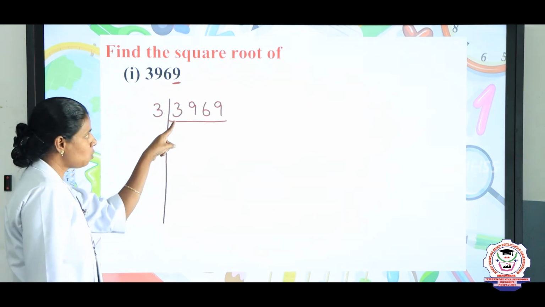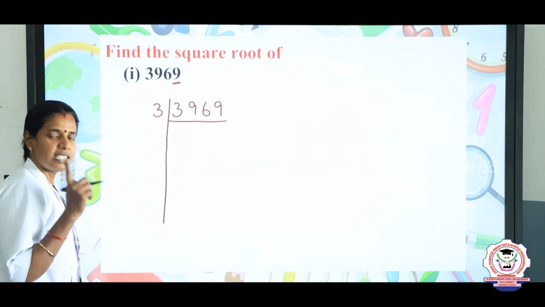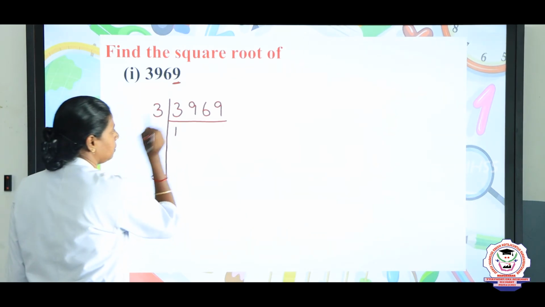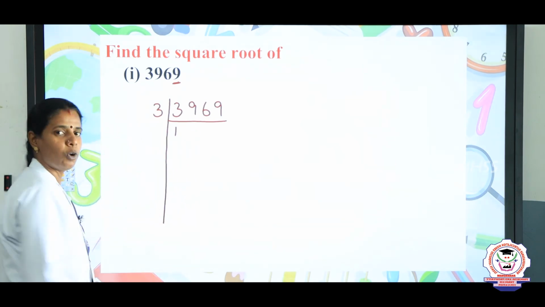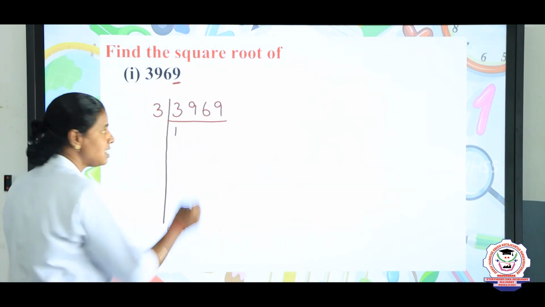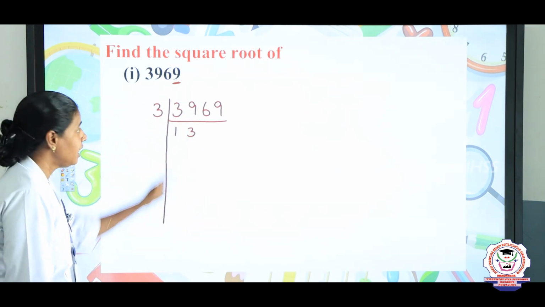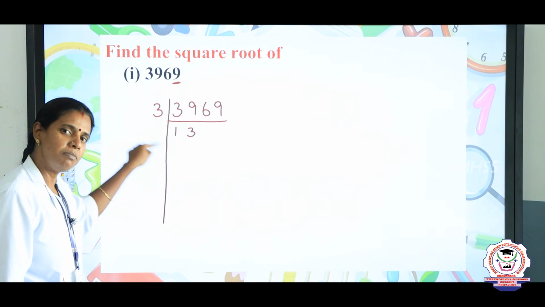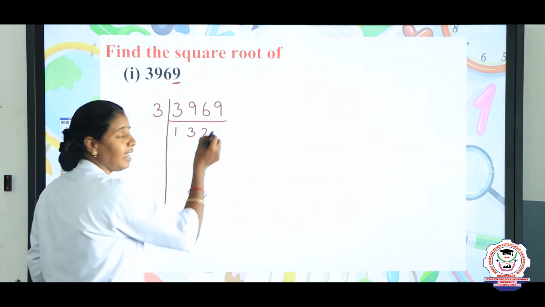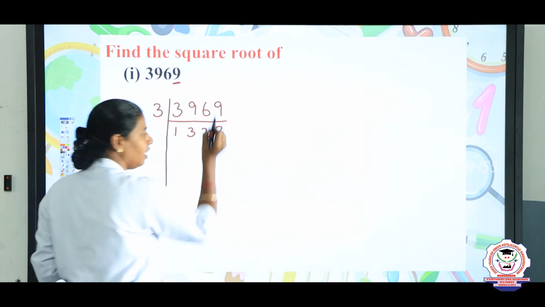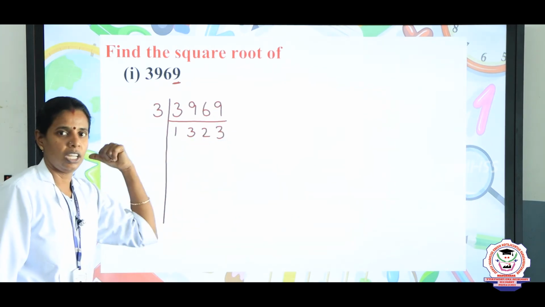Now, the first number is what? 3. How many times is it divisible by 3? Yes, 3 ones are 3. Take the next number 9. How many times is it possible in 3? Yes, 3 threes are 9. And the next number 6. How many times is it possible? 3 twos are 6. And 9, 3 threes are 9. Is it clear? Now, 1, 3, 2, 3.